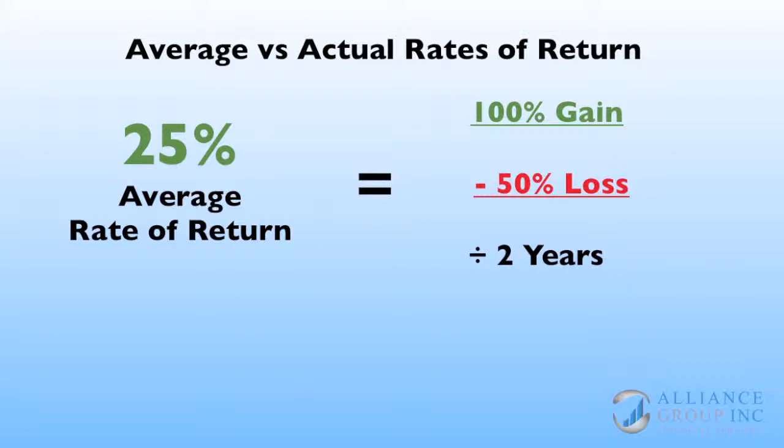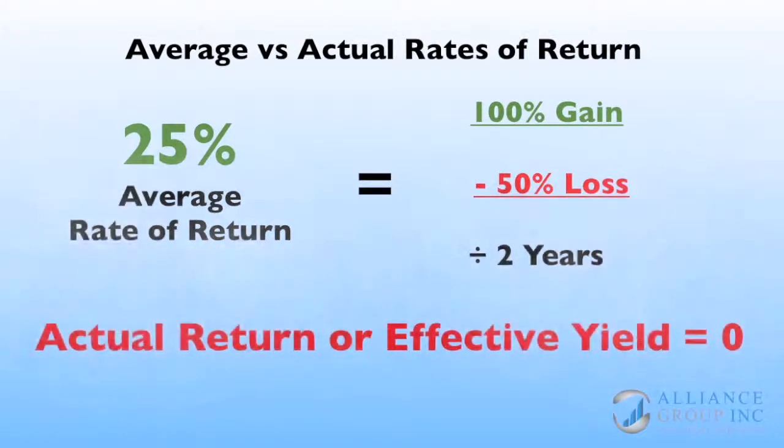But if you started with $100,000 and 2 years later you still only have $100,000, your actual return or effective yield is 0. Even though the math gave you a 25% average rate of return, your account did not experience any growth. This is an exaggerated illustration to help you understand this important concept and how it applies to a lump sum of money in a retirement account.